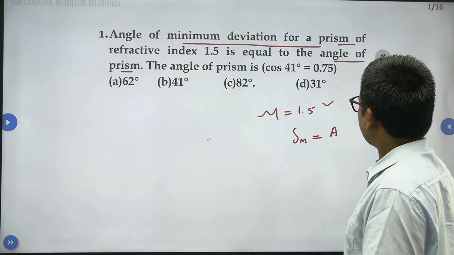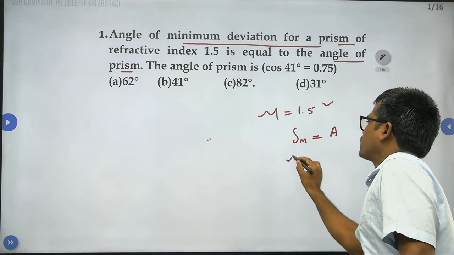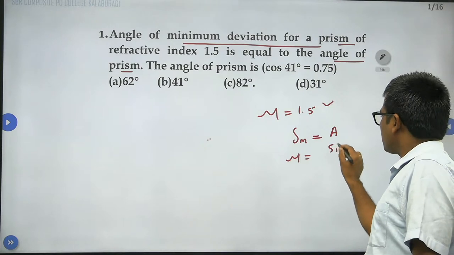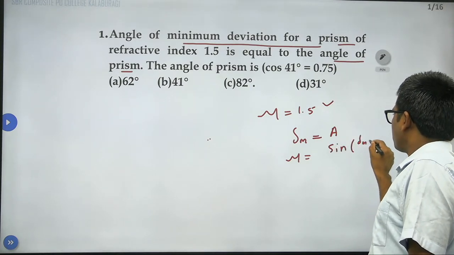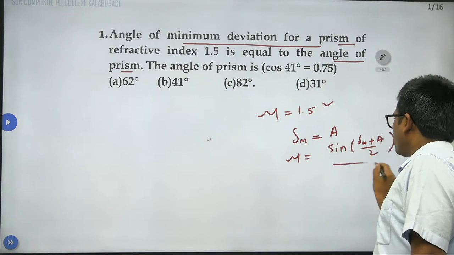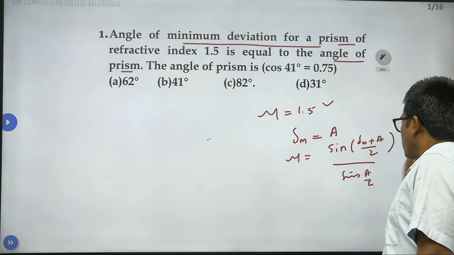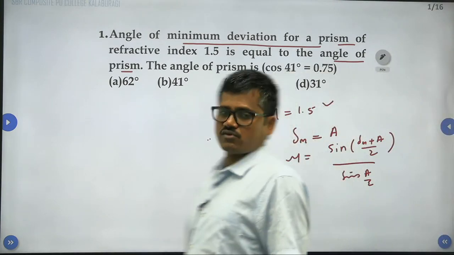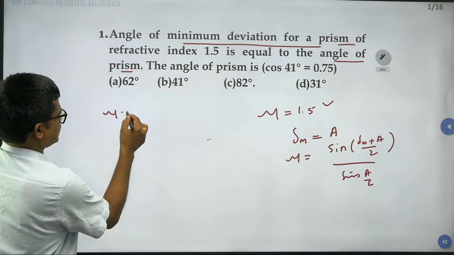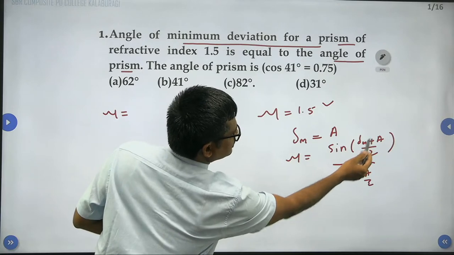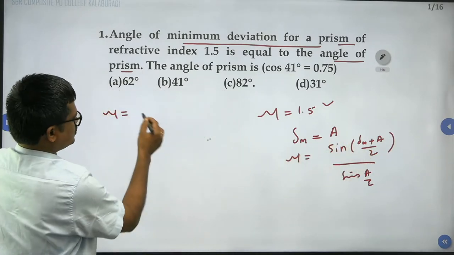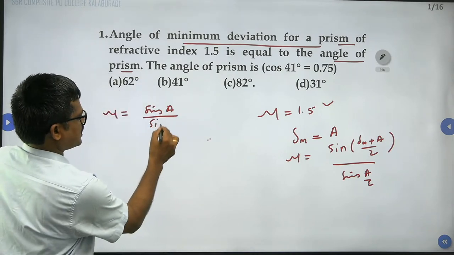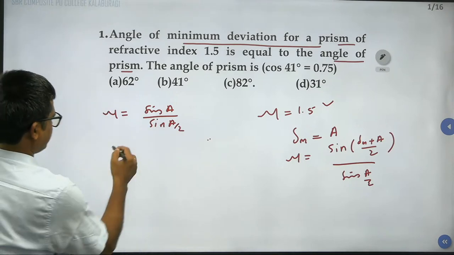Okay, now let me use this. What is the formula for refractive index in minimum deviation condition? It will be sine of (delta minimum plus A) divided by 2, whole divided by sine of A by 2. We know minimum deviation is equal to A. So I'll substitute here. Then what will we get? Refractive index is equal to sine of (A plus A) by 2, that is 2A by 2, therefore sine A only, divided by sine of A by 2. Right or not?